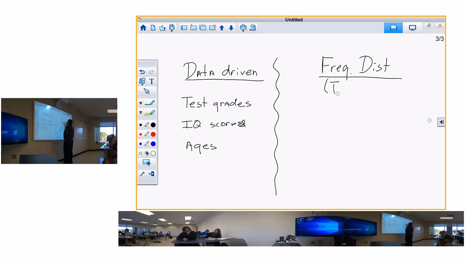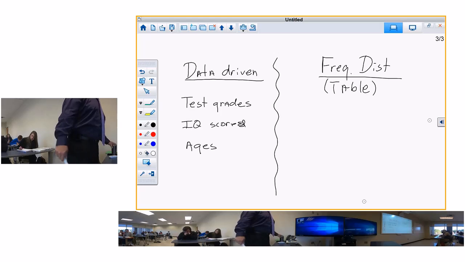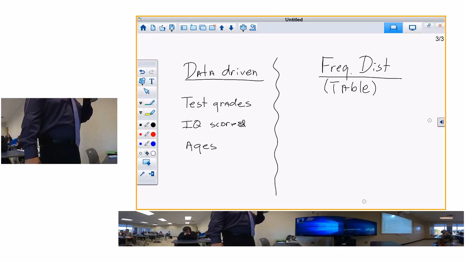A frequency distribution is nothing but a table. It's nothing but a table that consists of, on the left side, classes or categories, and on the right side, head count.